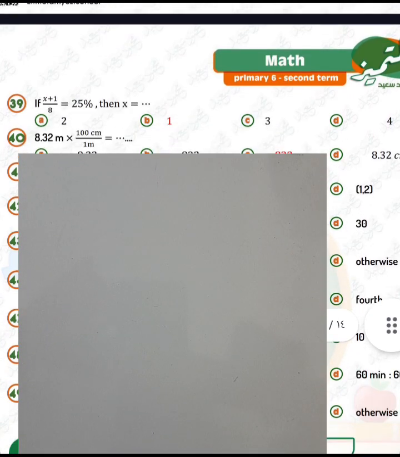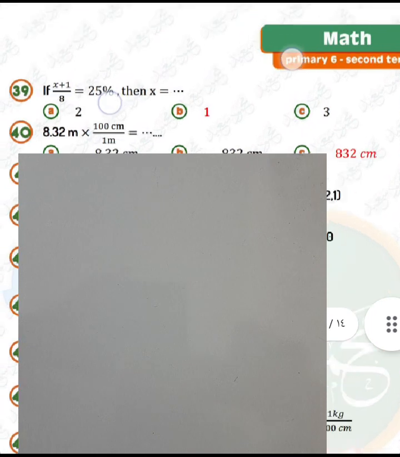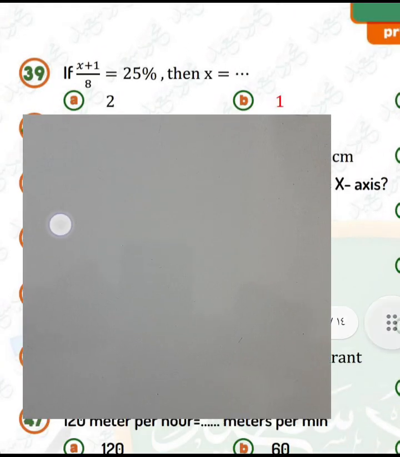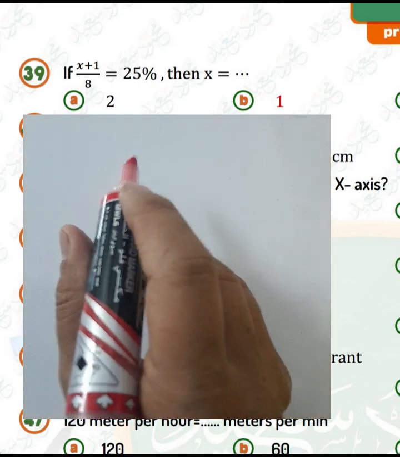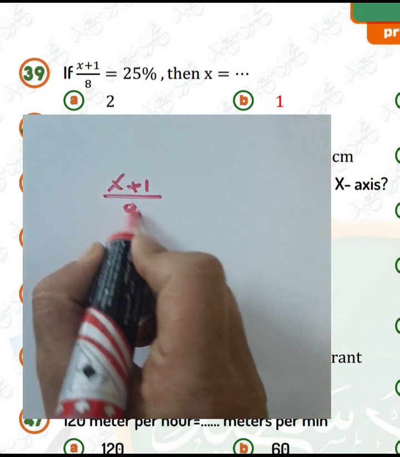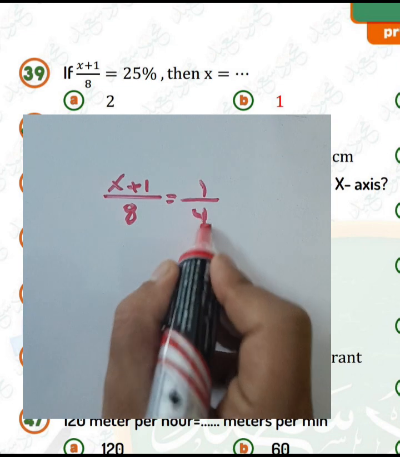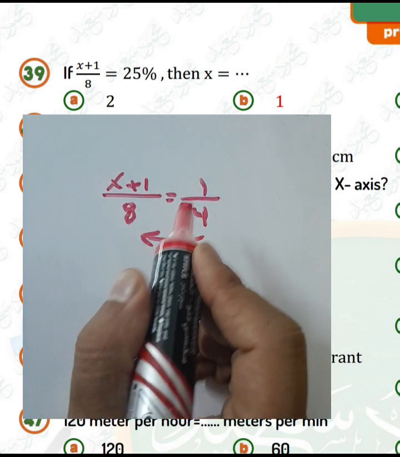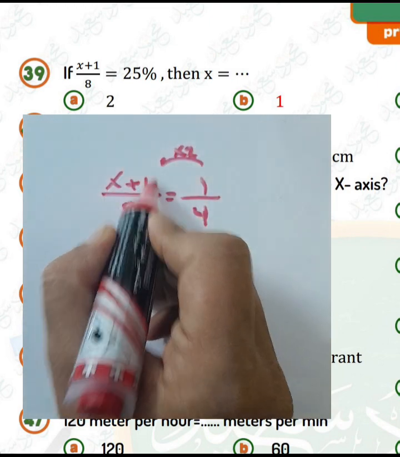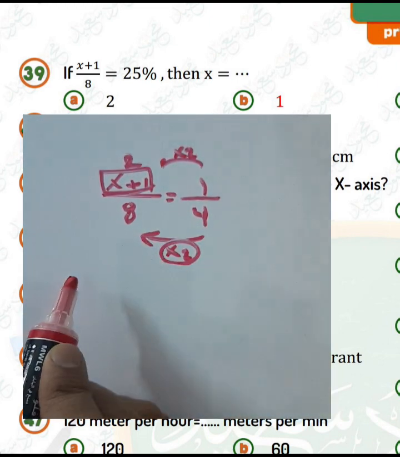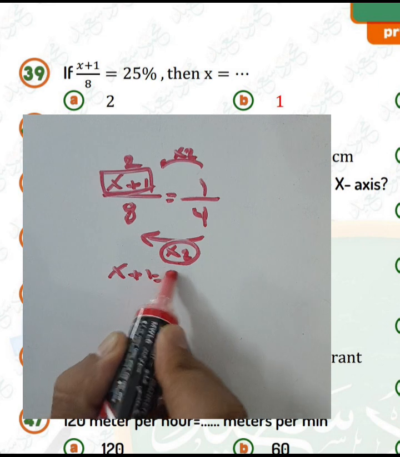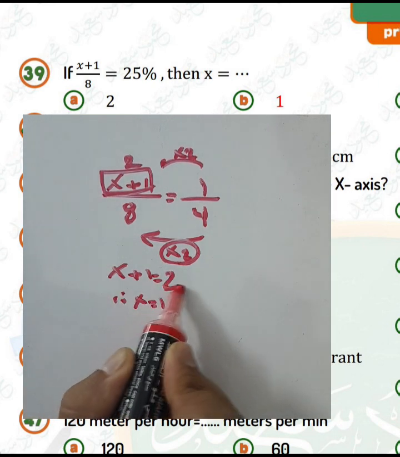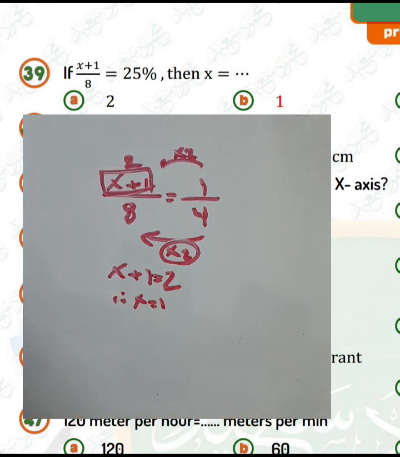Next question 39. If x plus 1 over 8 equals 25%, 25% makes one fourth, then x plus 1 over 8 will be 1 over 4. Then 4 times 2 equals 8. Then 1 times 2 equals 2. Then x plus 1 will be equal to 2. X plus 1 equals 2. Then the value of x equals 1, because 1 plus 1 equals 2.